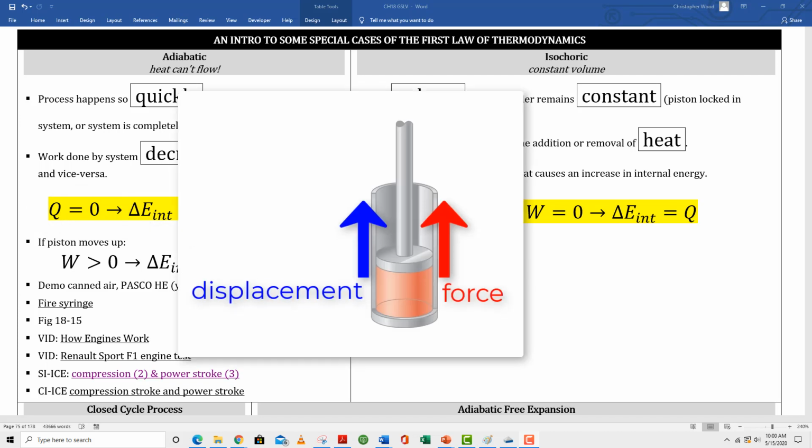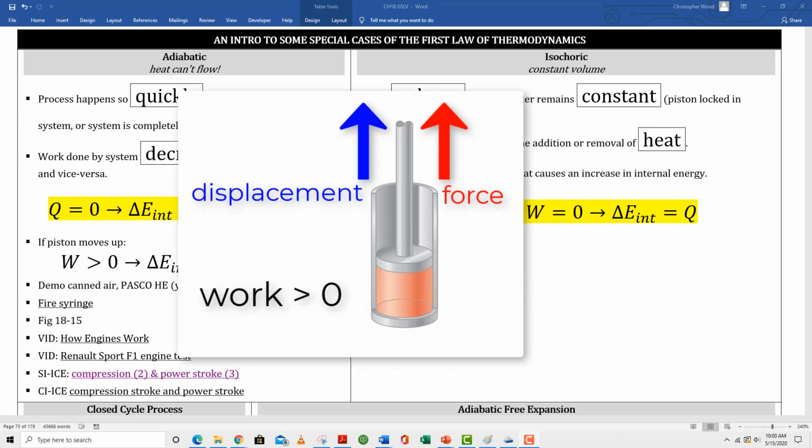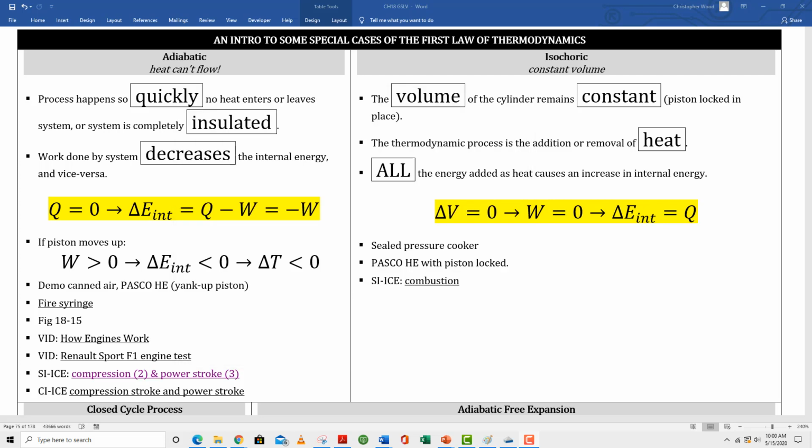Think this through. If the piston moves up, that's positive work because the force and the displacement are in the same direction. If the work is positive, the change in internal energy is negative, and that makes sense. No heat is entering or leaving the system, but the volume's expanding, so that gives the working substance more breathing room. Temperature decreases and the internal energy also decreases.